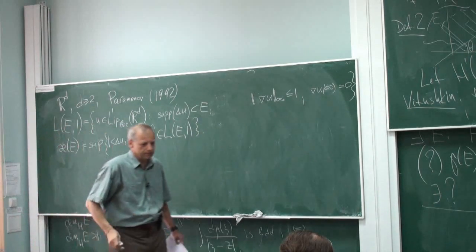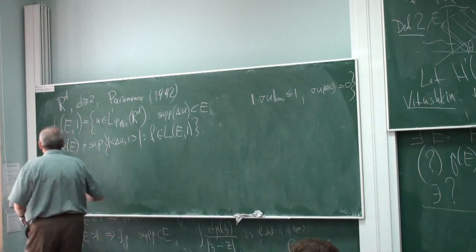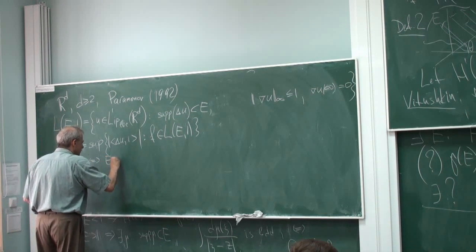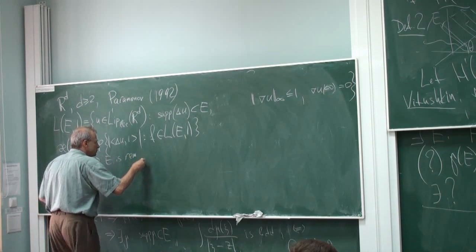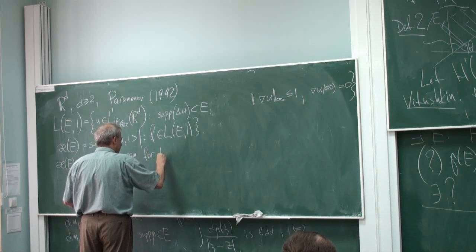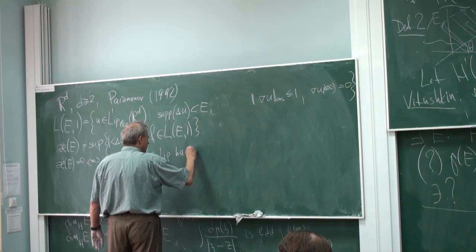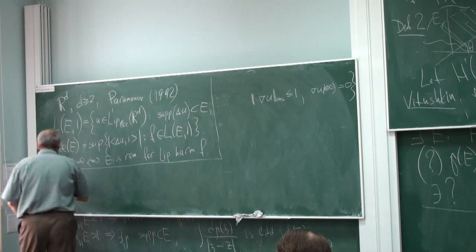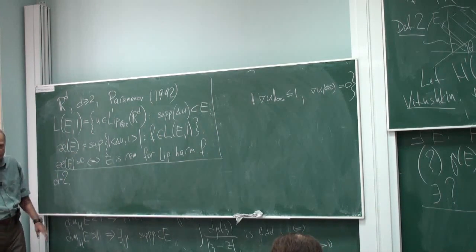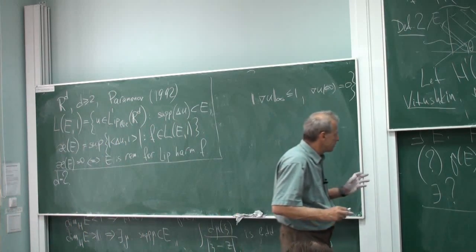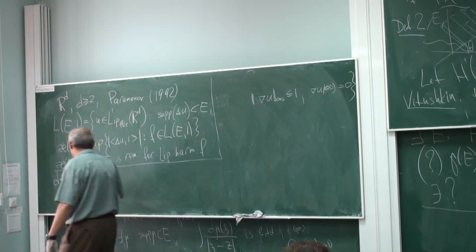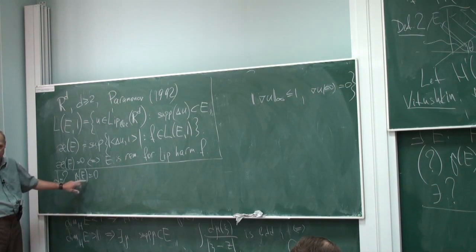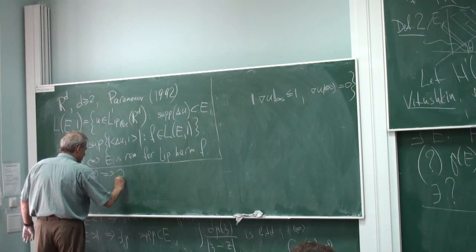Paramonov proved that kappa of E is 0 if and only if E is removable for Lipschitz harmonic functions. In fact, if we consider the plane case d equals 2, it's easy to see that if gamma of E equals 0, so if E is removable for bounded analytic functions, then it's removable for Lipschitz harmonic functions.